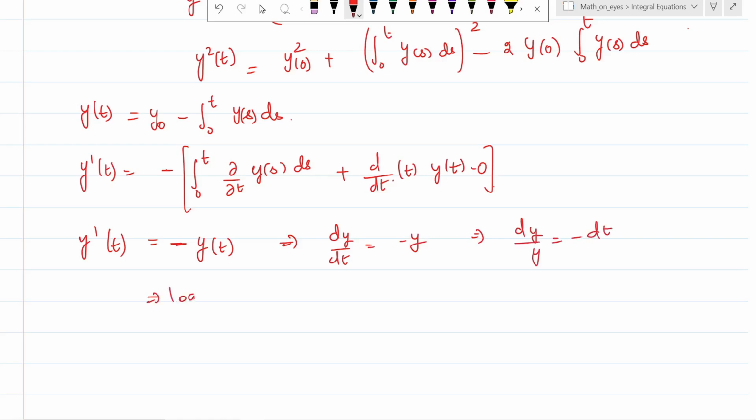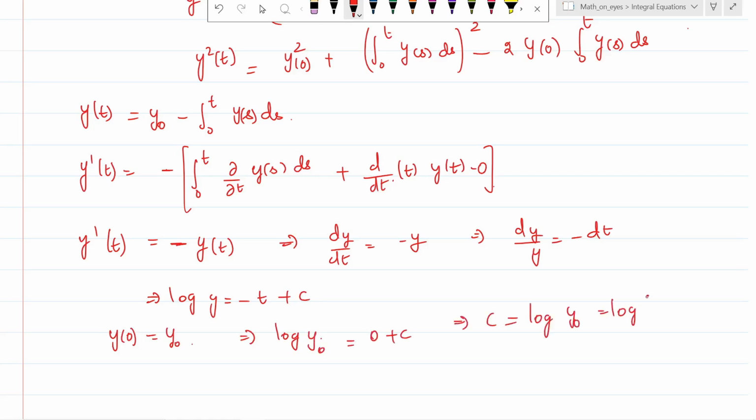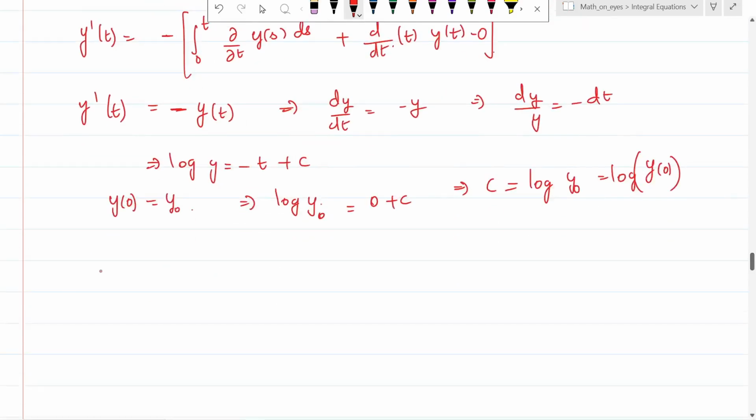So we get log y is equal to minus t plus c. And as we know that y of 0 is equal to y naught, we need to find c, right? So log of y naught, that is y of 0, is equal to 0 plus c. So c is equal to log y naught, which is equal to log of y of 0. That is what our c is. So we get log y is equal to minus t plus log of y of 0.